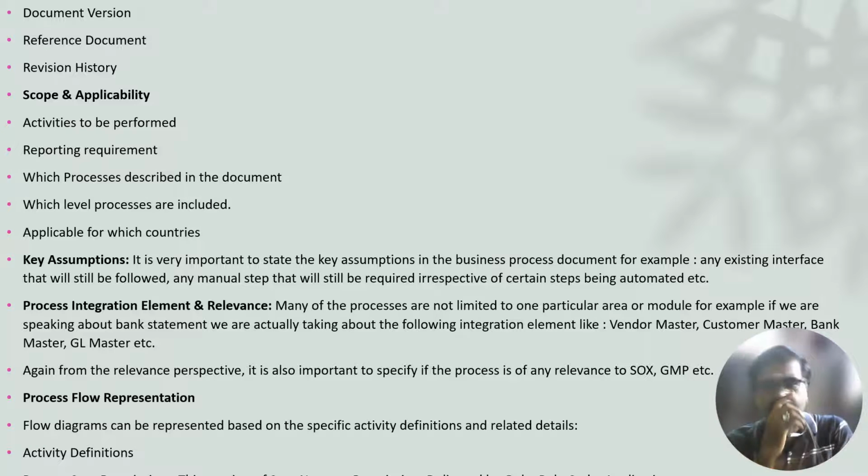Again, from the relevance perspective, it is also important to specify if the process is of any relevance to SOX or GMP, right? So SOX is nothing but an audit control. Those who are working in the IT industry, or any manufacturing industry, will know that SOX is a compliance, a policy or procedure to be followed. So the auditors will track down any changes, to see whether the business people maintain the particular steps or not. If they miss anything, they will ask for a reason. They will shoot a mail, or discuss with them in a war room.